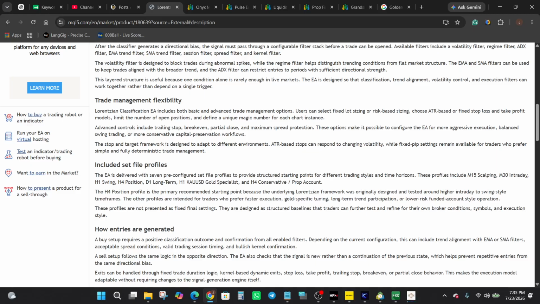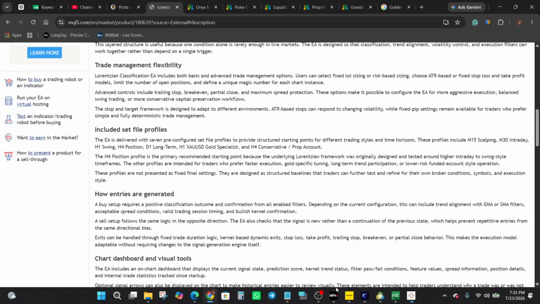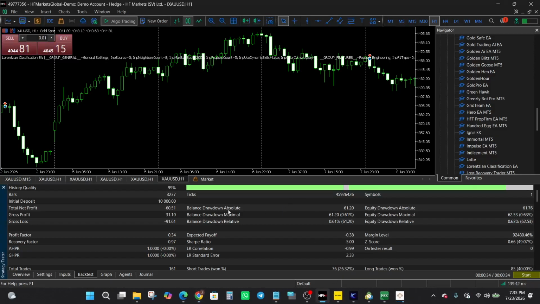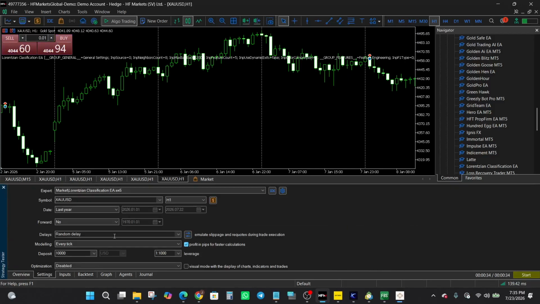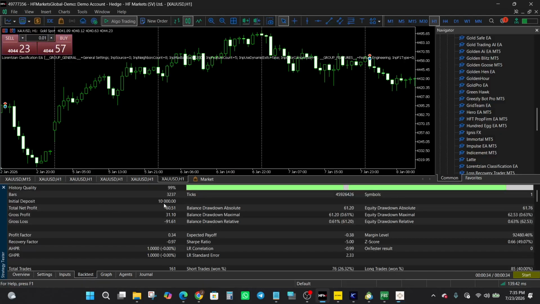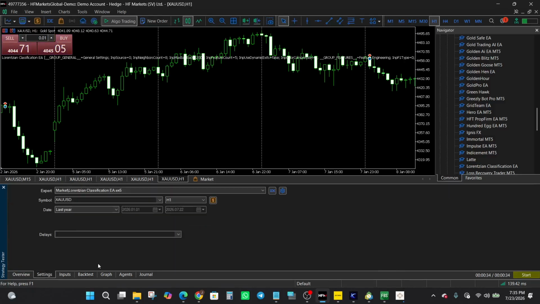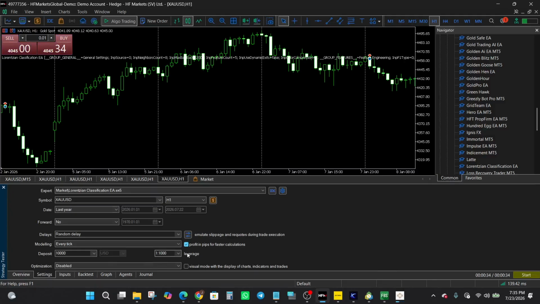Now let us transition over to our strategy tester report to analyze how these rules translated into historical behavior. This specific historical test was conducted on XAUUSD on the 1 hour time frame, covering the period from January 1st, 2026 to July 22nd, 2026. It was run on a $10,000 initial deposit with 1 to 1,000 leverage, executing 0.01 fixed lot sizes.